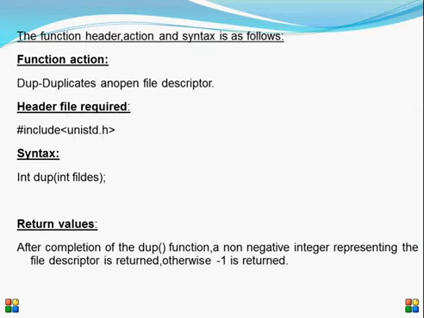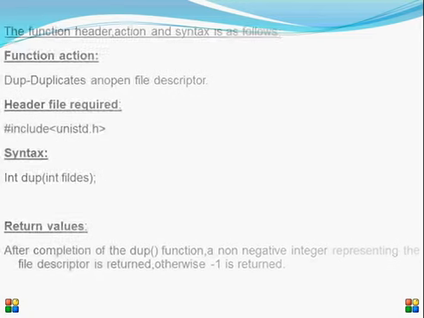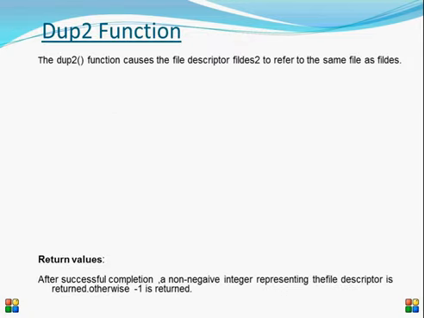Let us discuss the header file and the syntax for this. So the function action for dup is it duplicates an open file descriptor. The header file is unistd.h. The syntax is very simple, that is int dup, which consists of int fields in it. Return value. After completion of the dup function, a non-negative integer representing the file descriptor is returned. Otherwise, -1 is returned.